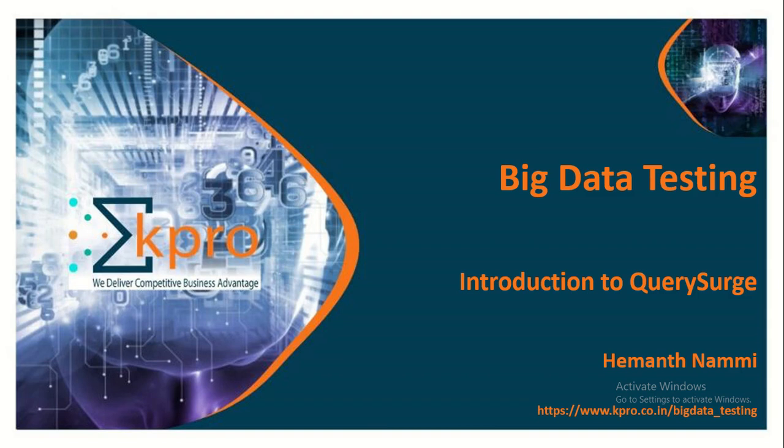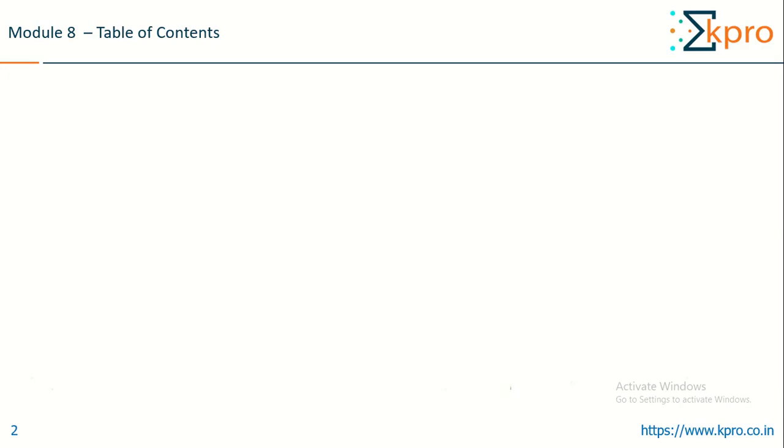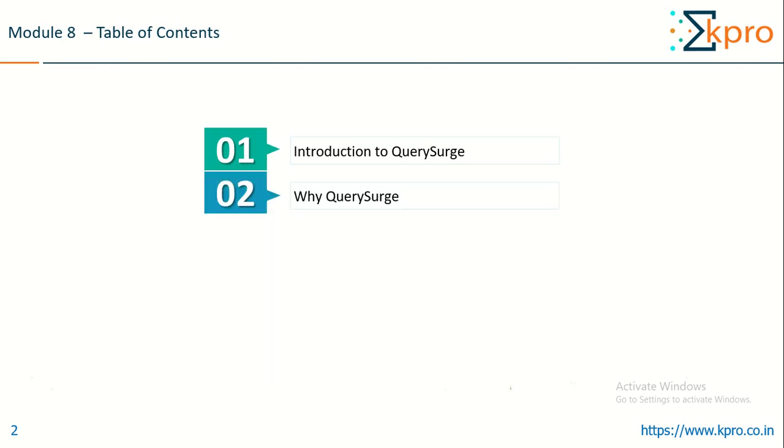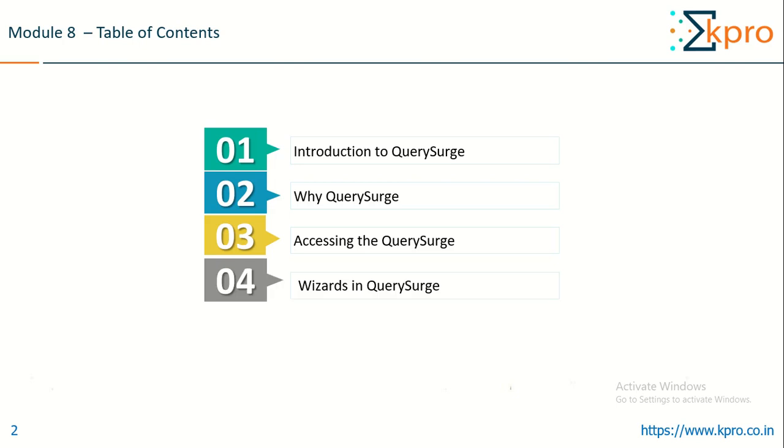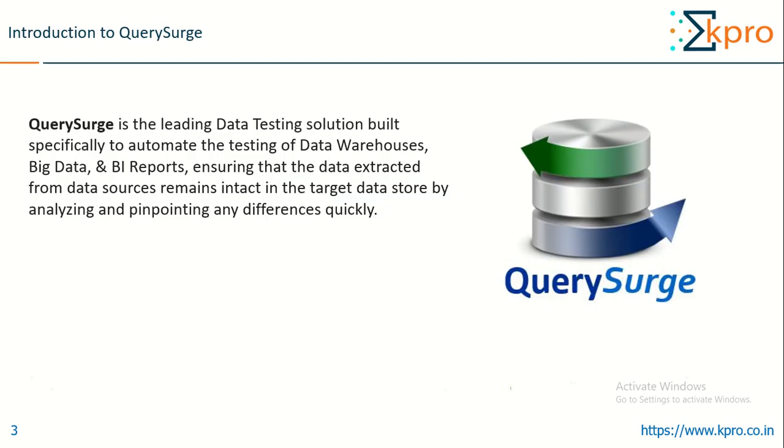So in this session, I would like to give a brief introduction to Querysurge, the automation tool. Before starting the session, here is the table of contents: introduction to Querysurge, why Querysurge, accessing Querysurge, and wizards in Querysurge. Querysurge is a leading data solution built specifically to automate the testing of data warehouses.